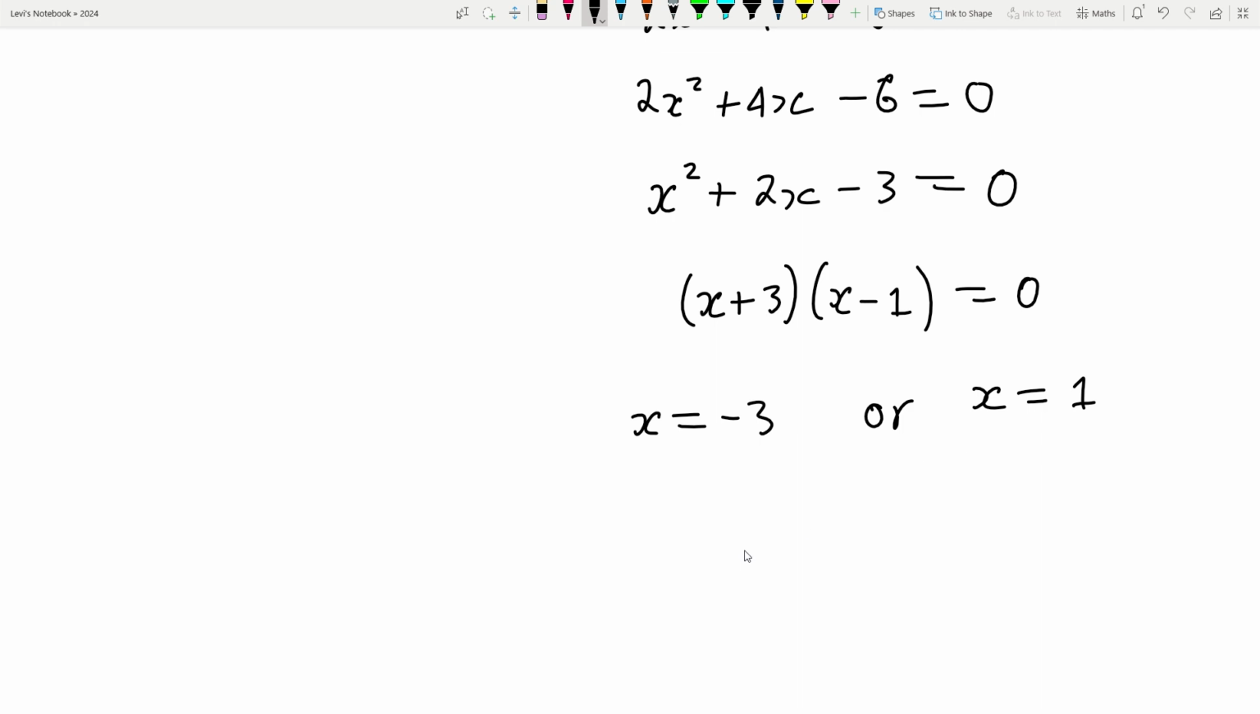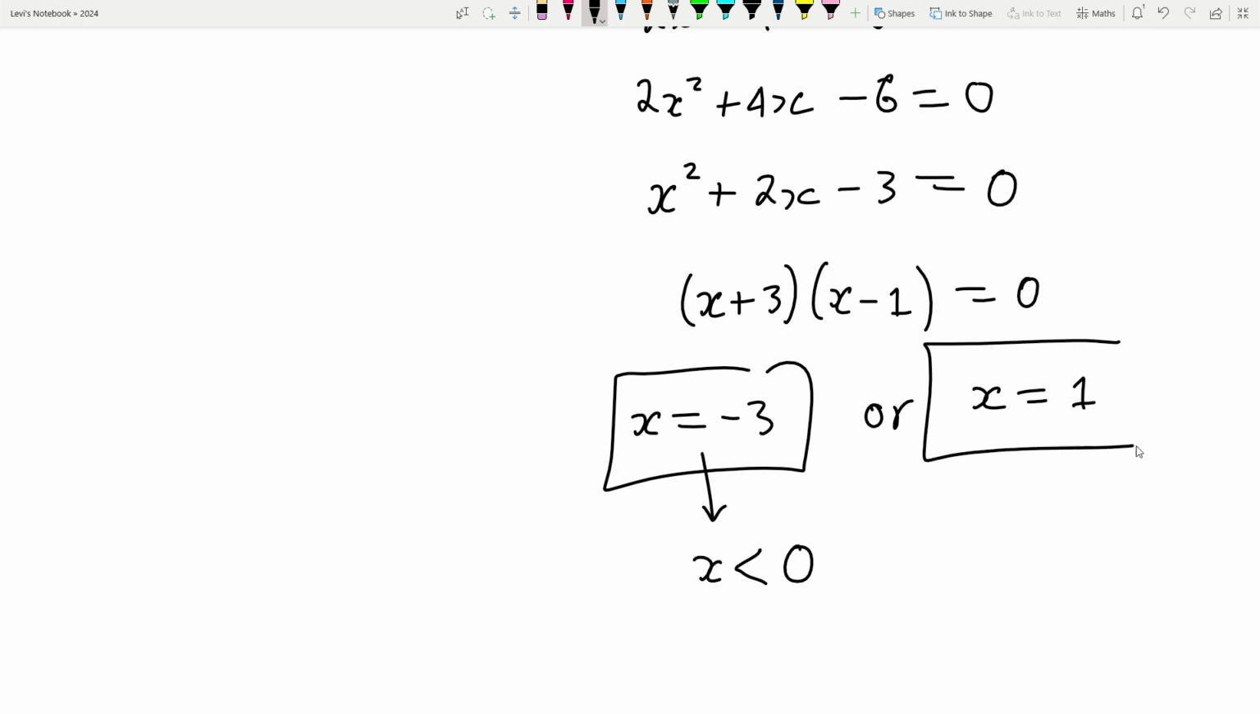Now, because in this example, x is less than 0, this is not a valid solution because you can't log a negative number. So this is the only correct solution, okay? Alrighty.